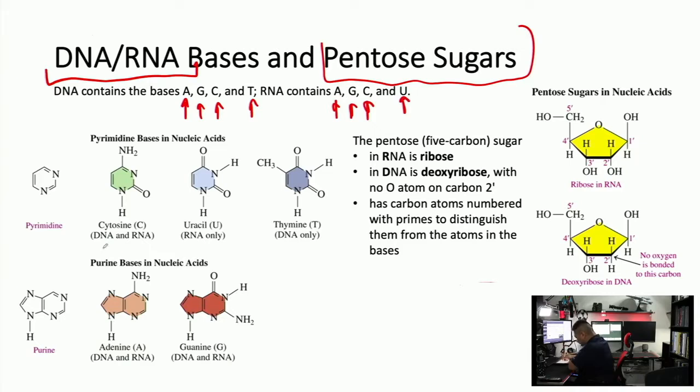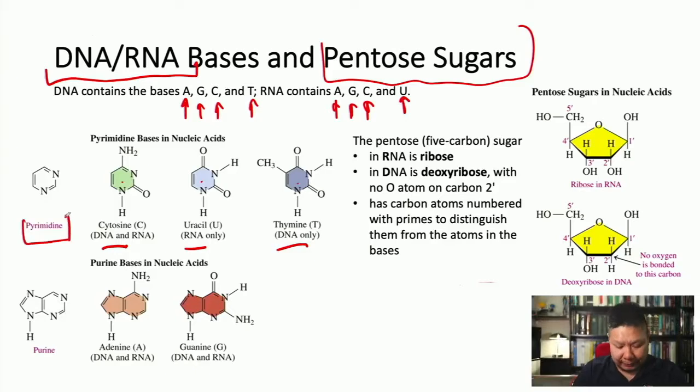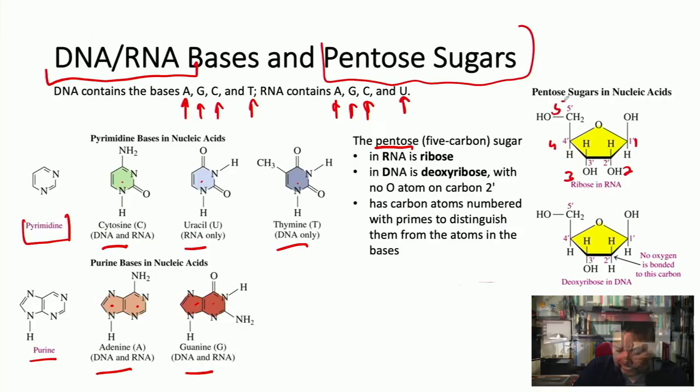Down below we have the structure here for cytosine, uracil, and thymine. Notice they are all single rings, and those are the pyrimidines. Remember that. Also remember that adenine and guanine are purines, and that's because they have 2 rings. I'm not going to make you memorize the structures of each one of the nitrogenous bases, but I do want you to know whether or not they are pyrimidines or purines. Then also, let's talk about the pentose sugar. Pentose because it has 5 carbons, 1, 2, 3, 4, 5.